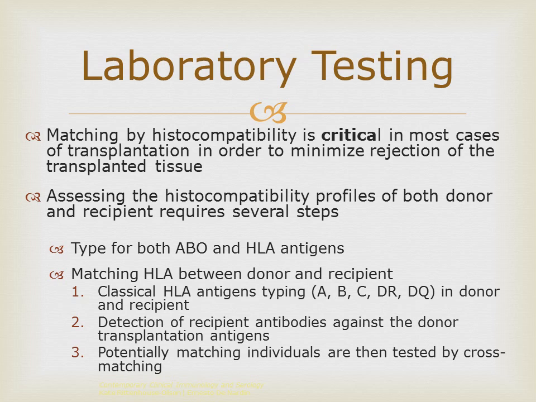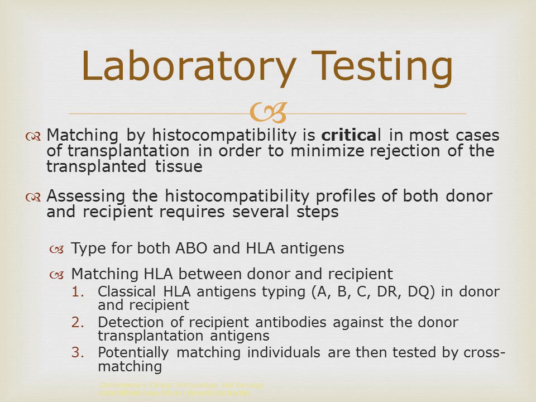In the laboratory, histocompatibility testing and matching is critical in almost all cases of transplantation in order to minimize the rejection of the transplanted tissue. So what we need to do is address the histocompatibility profiles of both donor and recipient, and there's several steps involved. Step 1 is test for ABO compatibility. If the organ or tissue is not ABO compatible, there's slim to no chance that the transplantation will be successful.